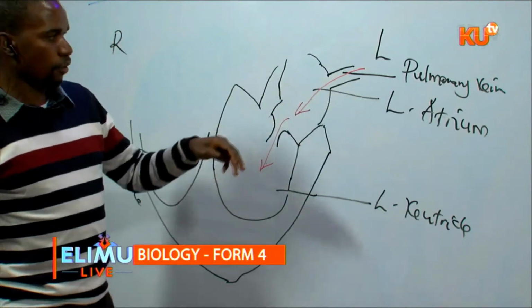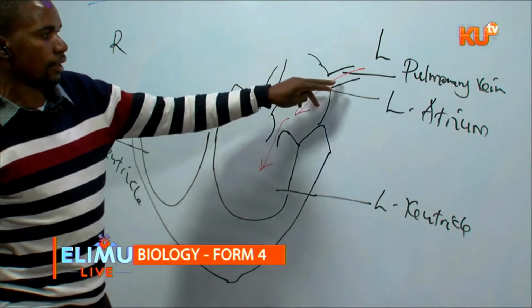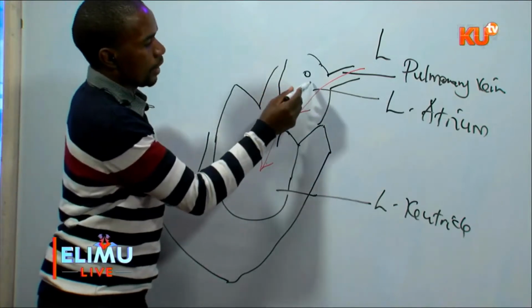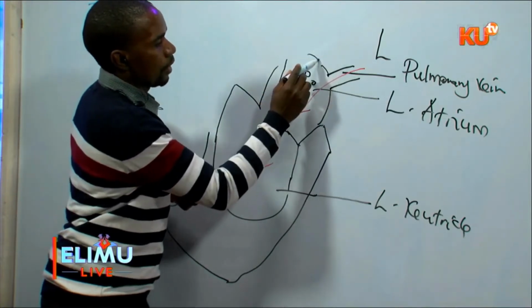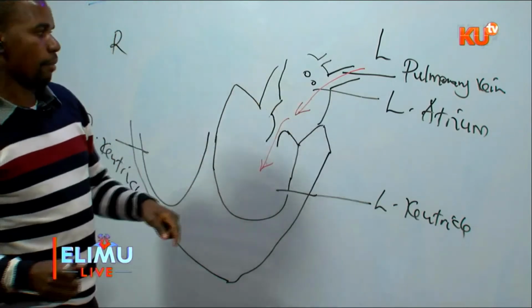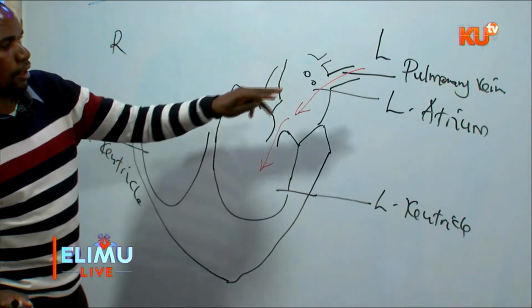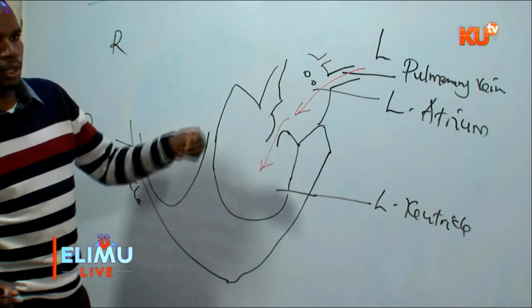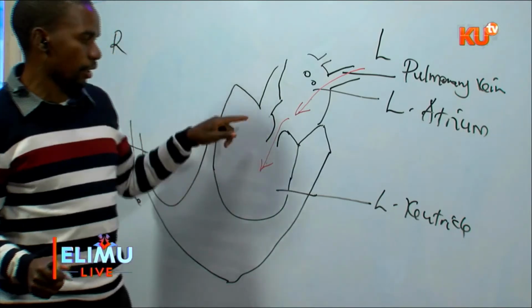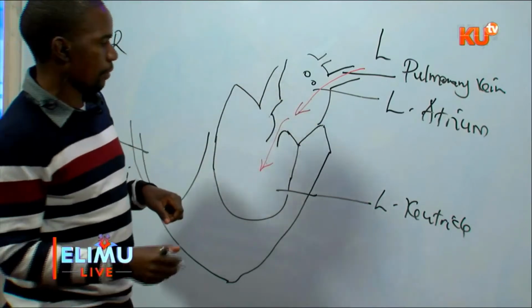There are normally 4, but just for illustration purposes, we are going to indicate it as 1. But as they come in, we have 4 of them. We have 2 that are here, and we have another one that comes in from here. So we normally have 4 of them. So basically that is the pulmonary vein, and that is its function, to bring in oxygenated blood all the way from the lungs to the heart, and specifically the left atrium.